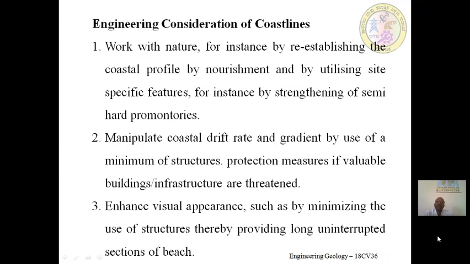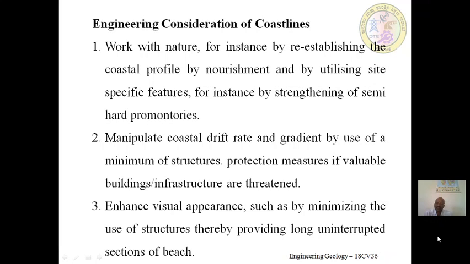Engineering considerations of coastal lines. Number one, work with nature, for instance by re-establishing the coastal profile by nourishment and by utilizing site-specific features, for instance by strengthening of semi-hard promontories. Second, manipulate coastal drift rate and gradient by use of a minimum of structures, with protection measures if valuable buildings or infrastructures are threatened.